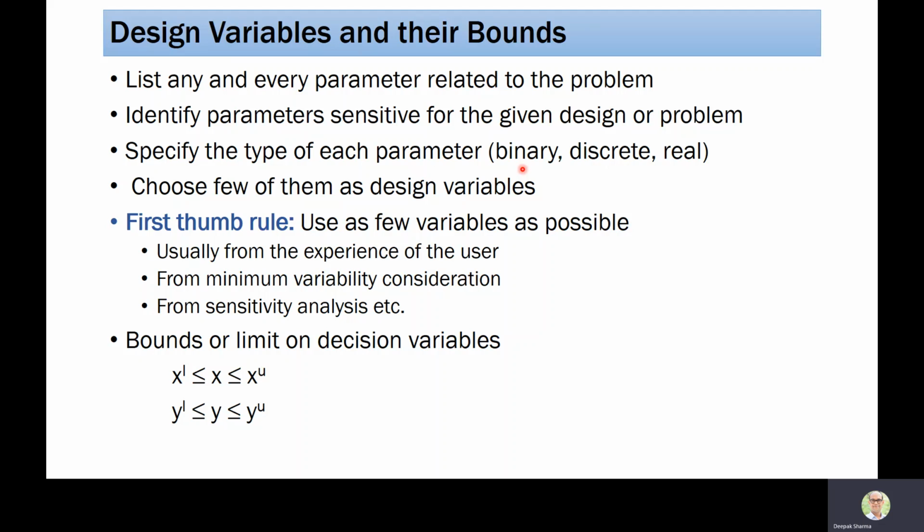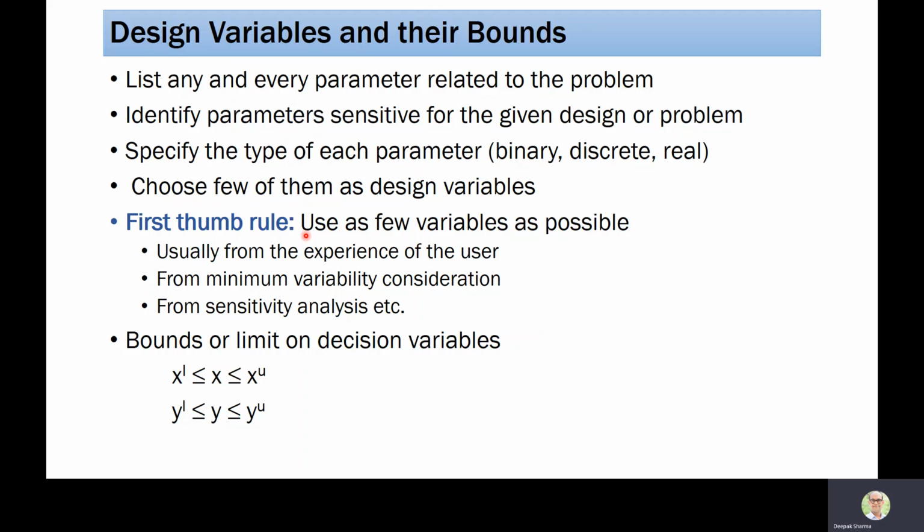Binary can take 0 and 1, decision yes and no, or on and off. Discrete means it will take some discrete values like 1, 2, 3, 4, say number of gears. These are discrete values. Real number means any value with decimal places. So first of all, we have to choose a few parameters as design variables. That thumb rule is important.